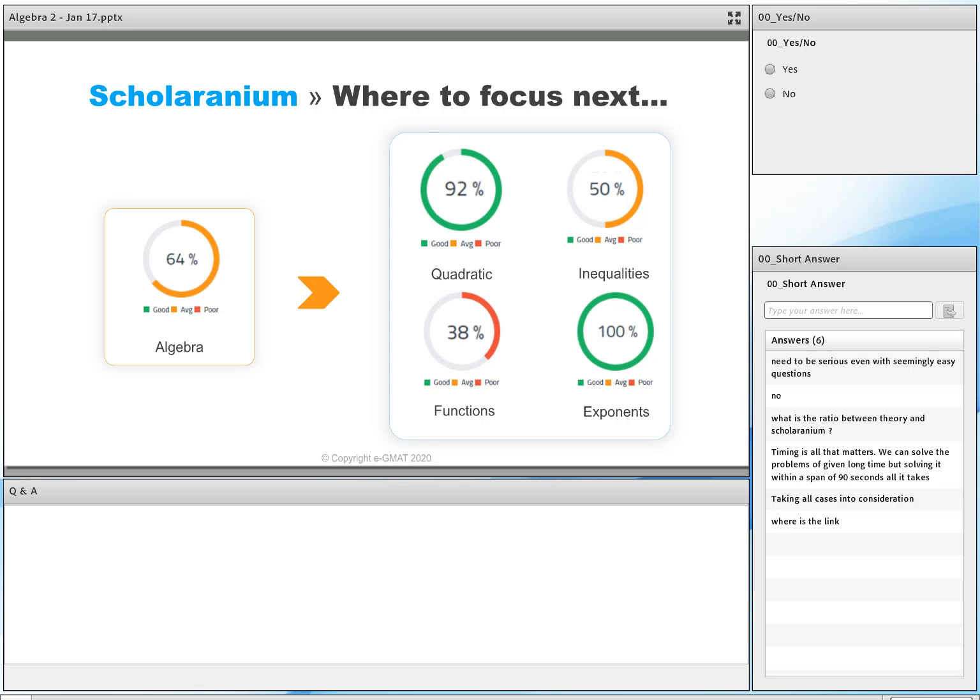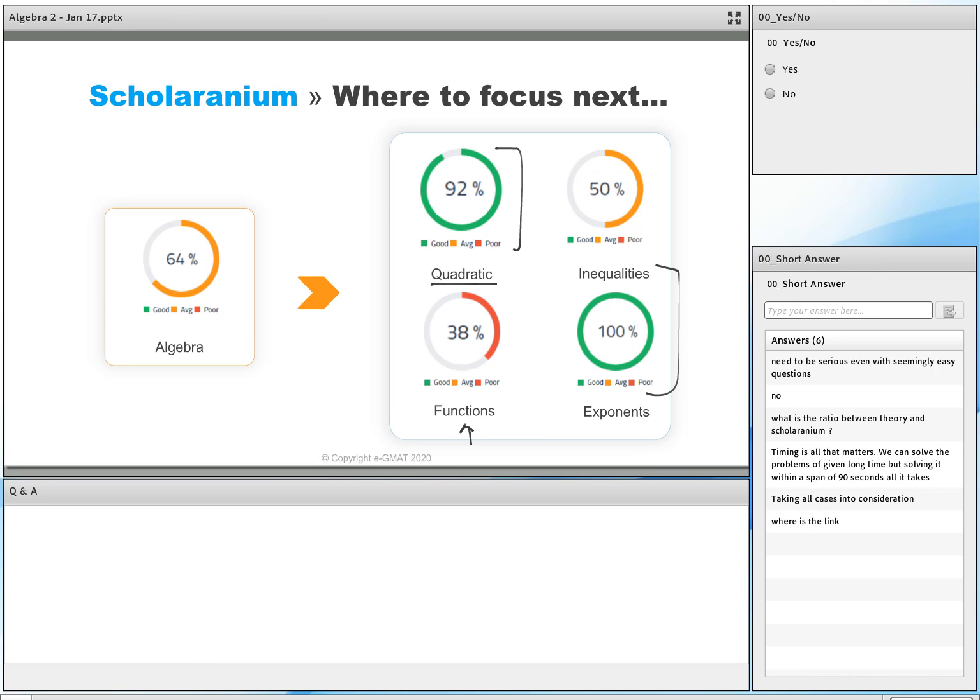So essentially, let's look at this student over here. Scholarinium has all the data for you. So let's say quadratic equations. Are you good, average or poor? 92% means you are really good. Inequalities, you are really good. Sorry, exponents, you're really good. Where do you need to work? You need to work on functions. Inside functions, where do you need to work? The scholarinium tool has all the answers to that, right?